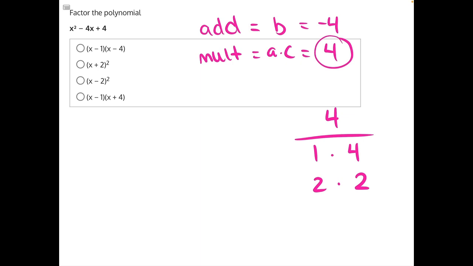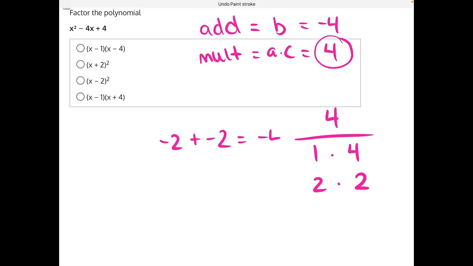So if we need to add together to get a negative number, and both of these numbers are smaller than the absolute value of 4, that means both of these numbers have to be negative. A -2 plus a -2 will give us a -4. And that aligns with what we need out of our multiplication, because we need the multiplication to be a +4. A negative times a negative does indeed give us a positive.